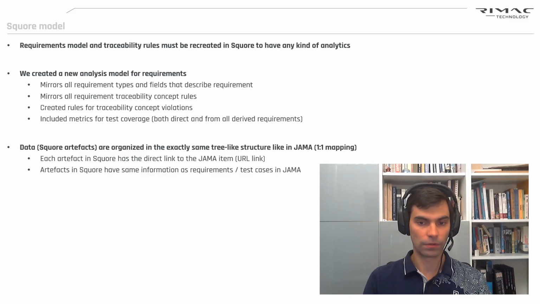The data in Squore, referred to as artifacts, is organized in the same tree-like structure as in Jama, and we have a one-to-one mapping from Squore to Jama and vice versa. Each artifact in Squore has a direct link to the corresponding Jama item via a clickable URL. Artifacts in Squore contain the same information as the requirements and test cases in Jama.